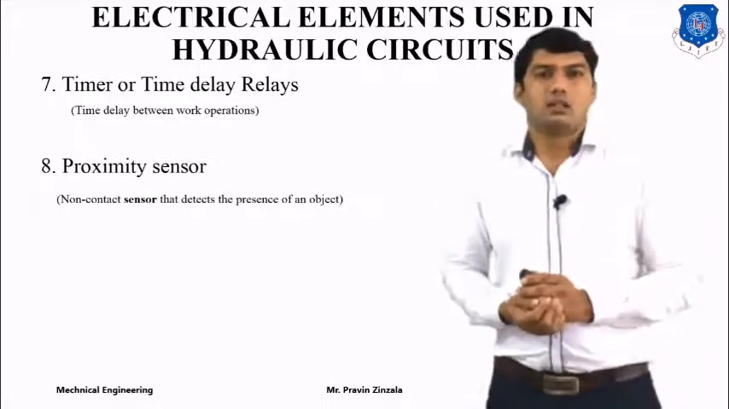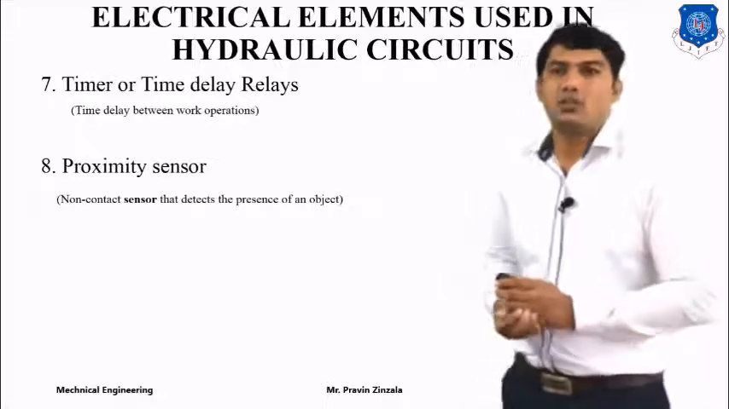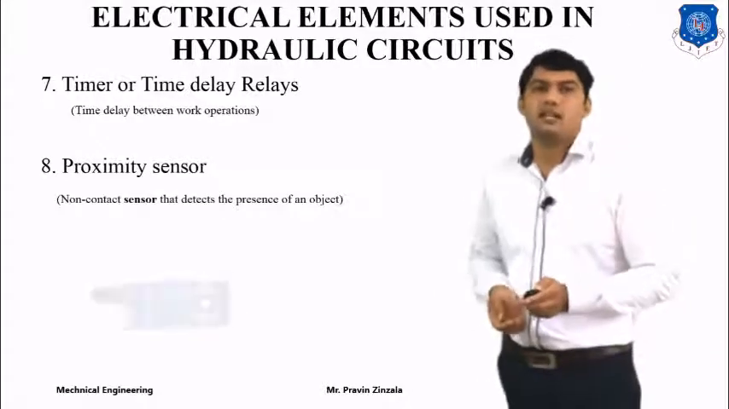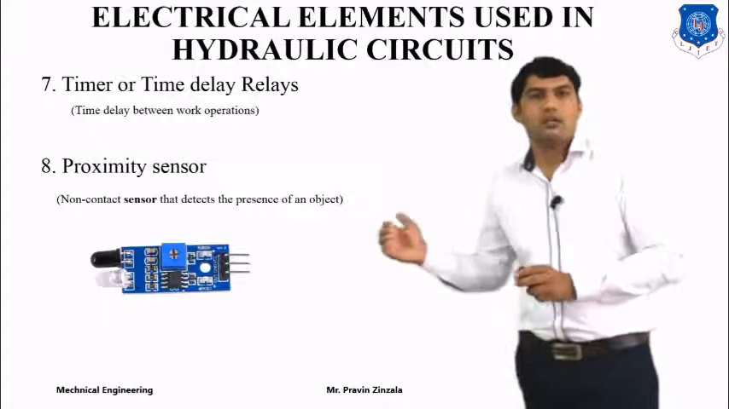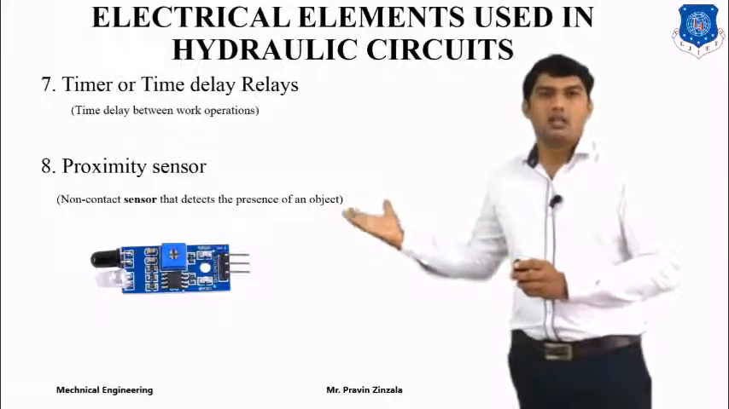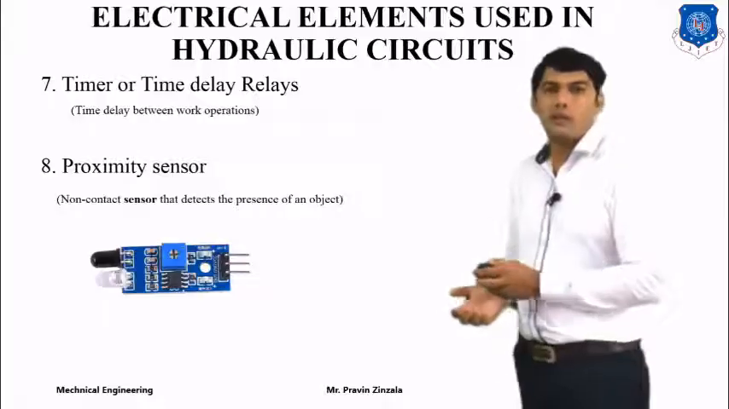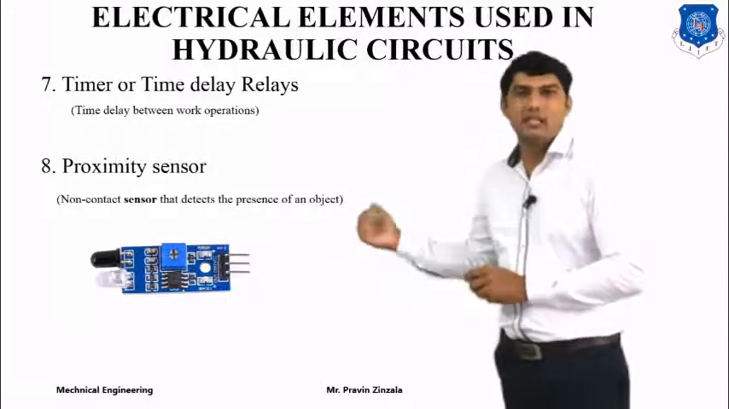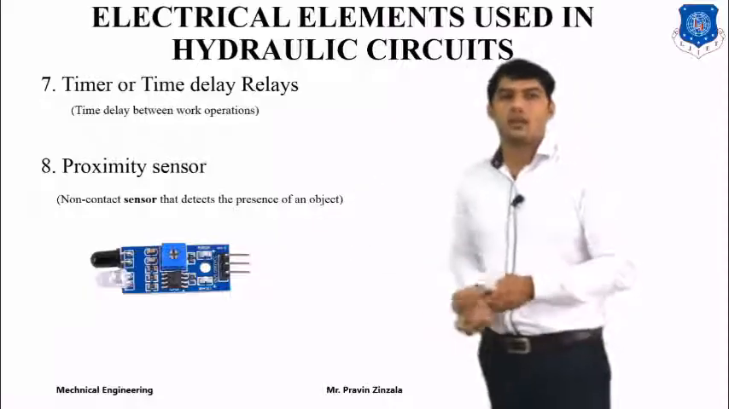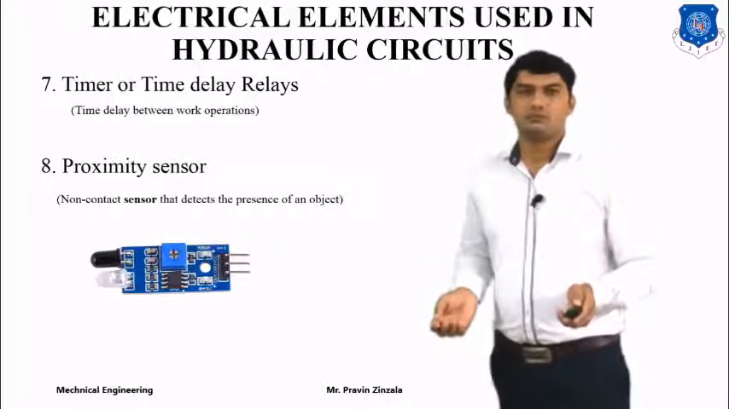And the next and last device is the proximity sensor. It is a non-contact type sensor and electronic device used in hydraulic systems for different applications, for different sequencing circuits and automation in hydraulic systems.